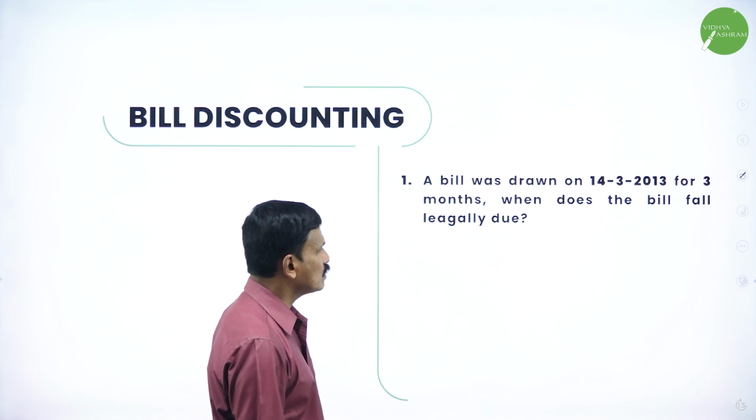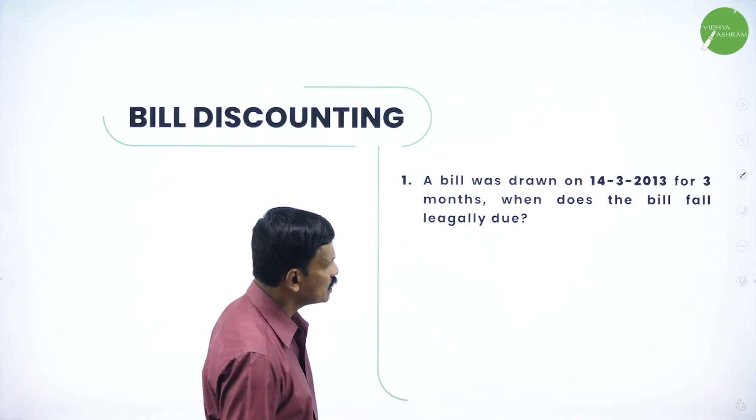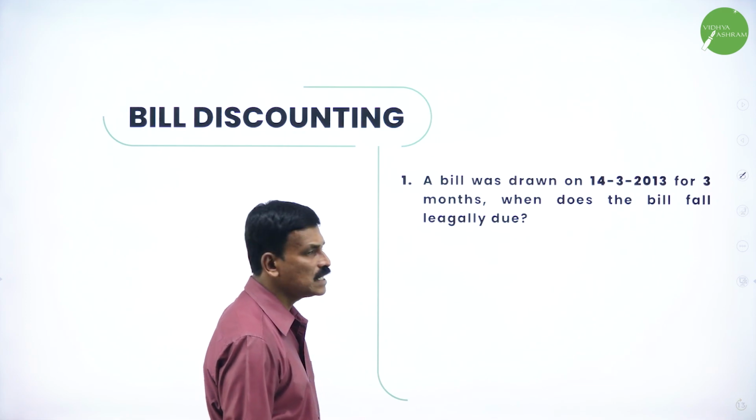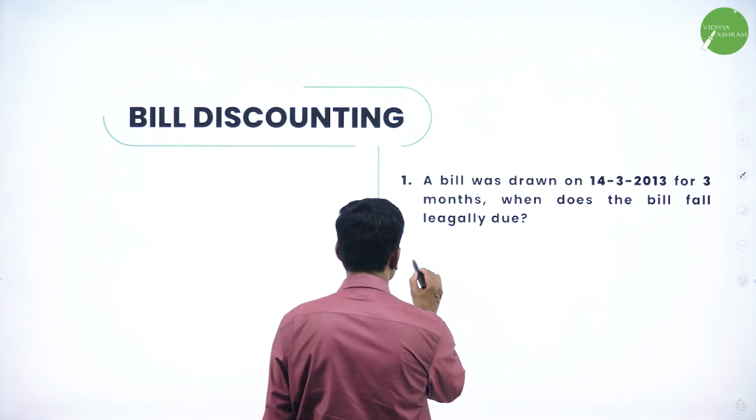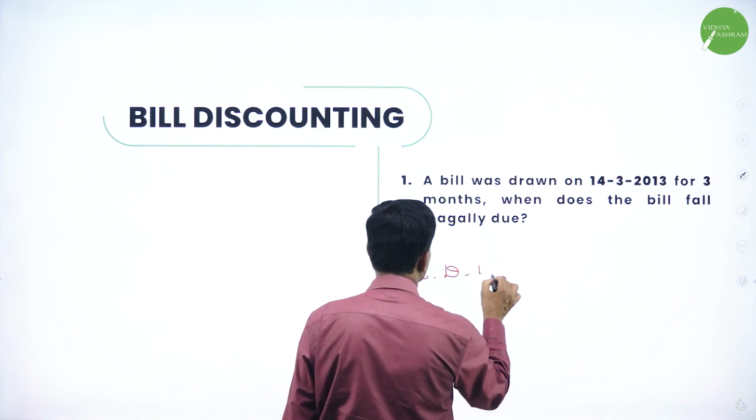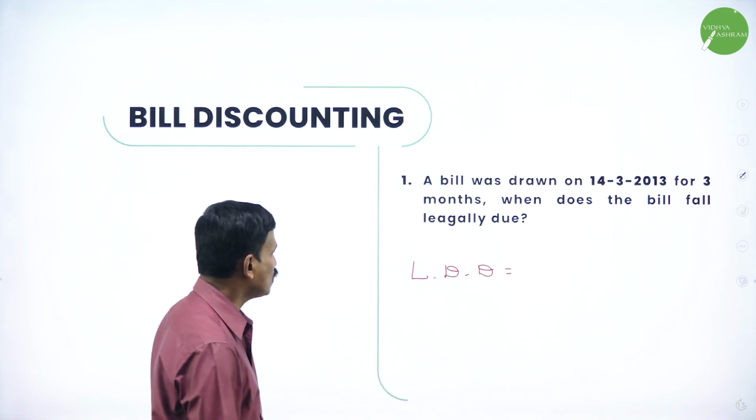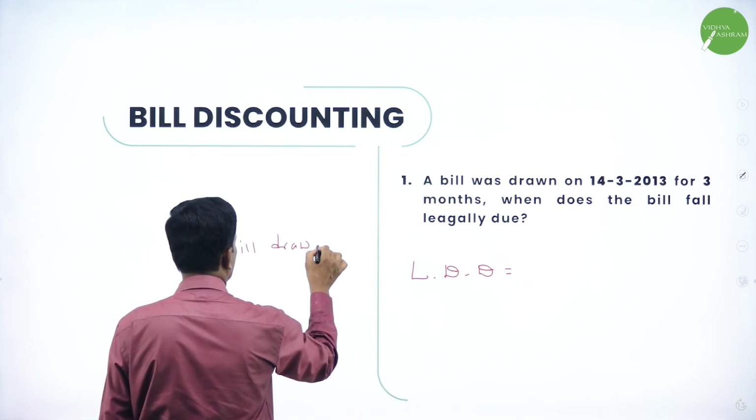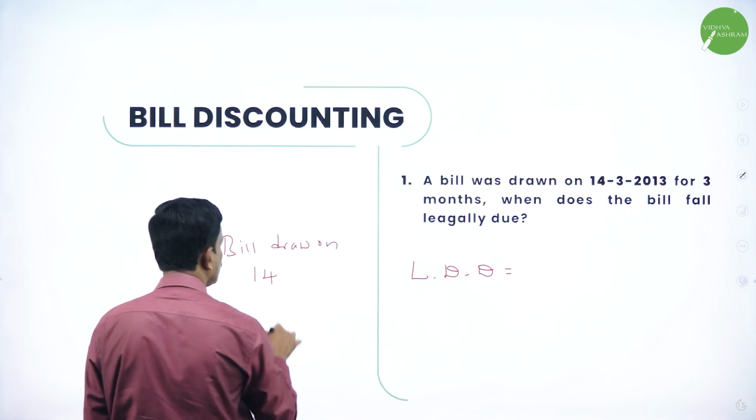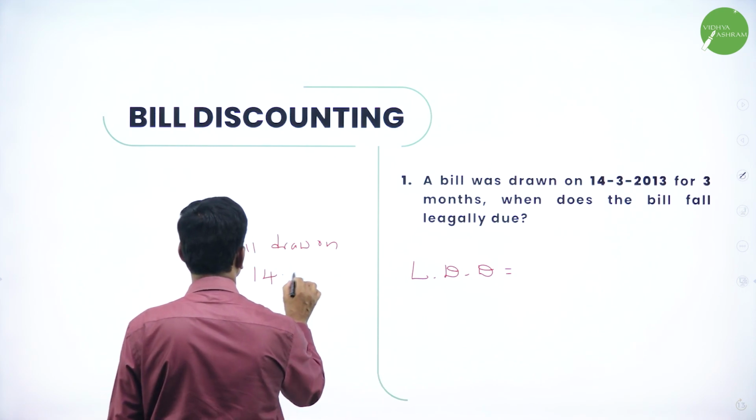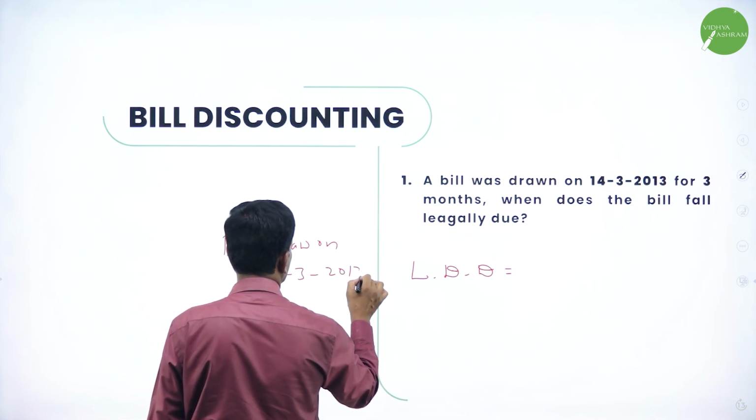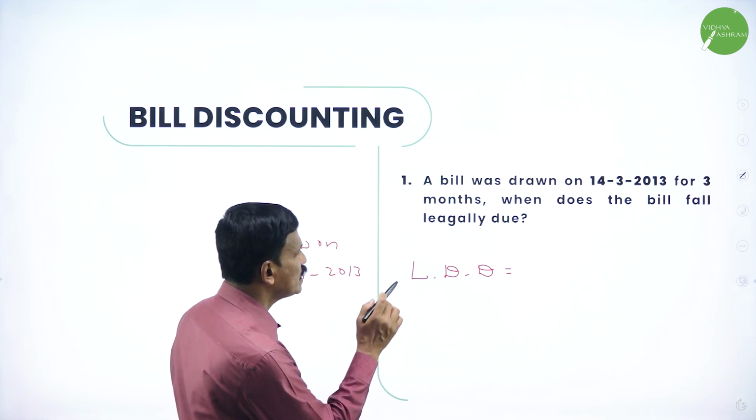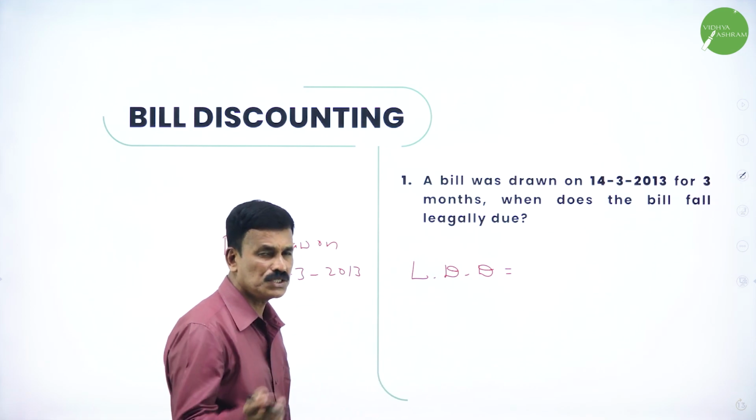A bill was drawn on 14/3/2013 for 3 months. When does the bill fall legally due? LDD we have to calculate. The legally due date is to be determined. A bill is drawn, when is it drawn? 14 March 2013. Then for 3 months, when does the bill fall legally due?